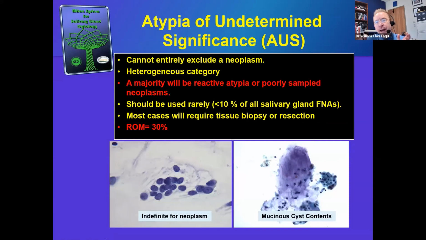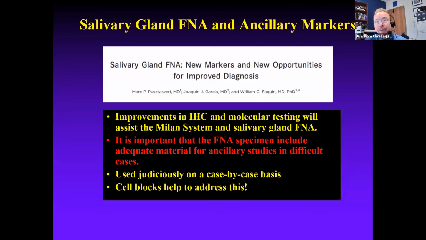So it's for those FNAs where you're not sure if it's a neoplasm, but there is some degree of atypia present. Overall, the risk of malignancy for this category is fairly high based on the literature. It's around 30%. So most of these patients are going to need to go to surgery. Keep in mind that any salivary gland aspirate that has a lot of mucinous contents should be put into the AUS category because you can't exclude the possibility of a mucoepidermoid carcinoma.